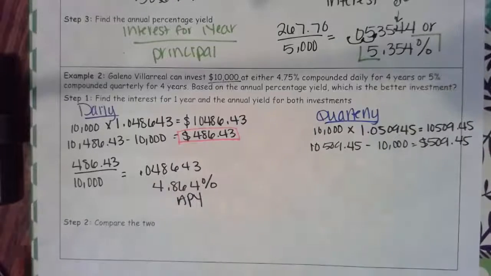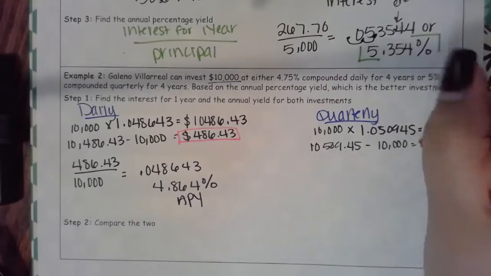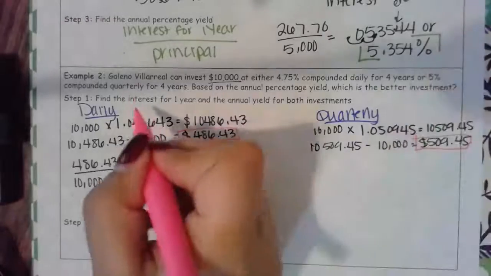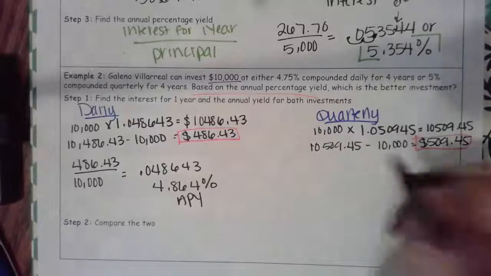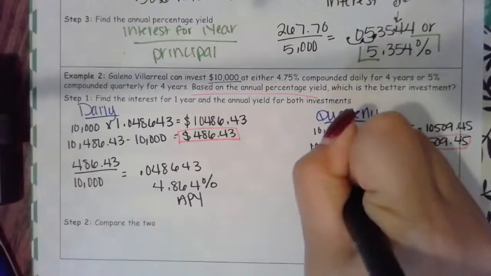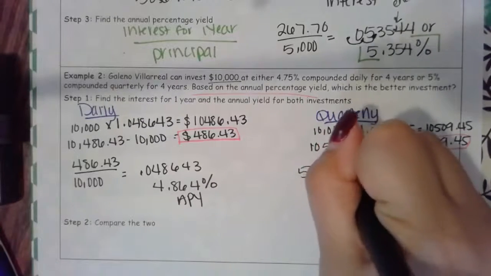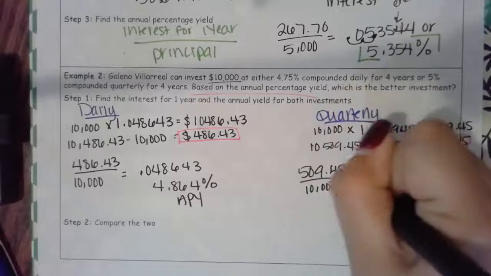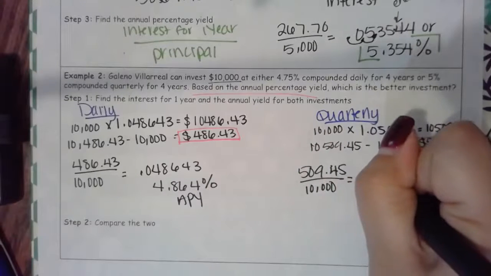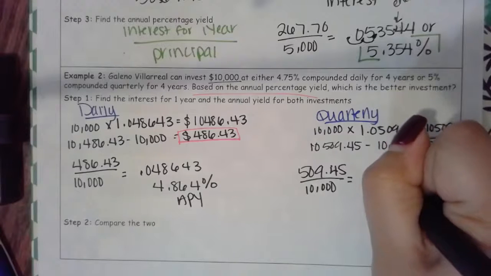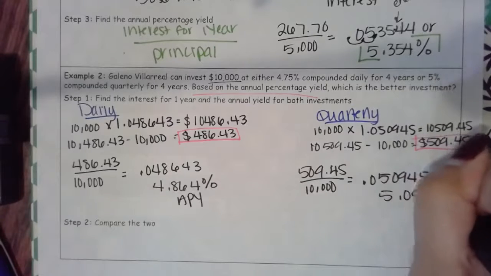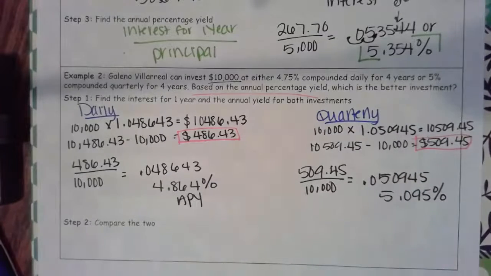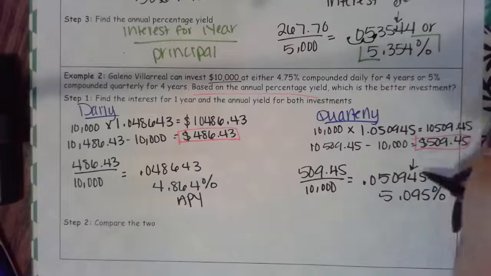Even though you can tell right here which number is bigger, you still have to go ahead and find the annual percentage yield, because it exactly tells you based on the annual percentage yield. And then you're going to take that $509.45 and divide it by $10,000. You're going to get 0.05095, which is actually 5.095%. Remember, we stop right here, and the 5 rounds that 4 up.